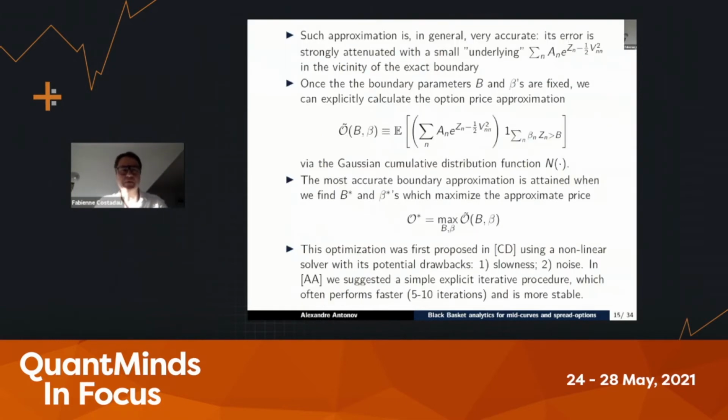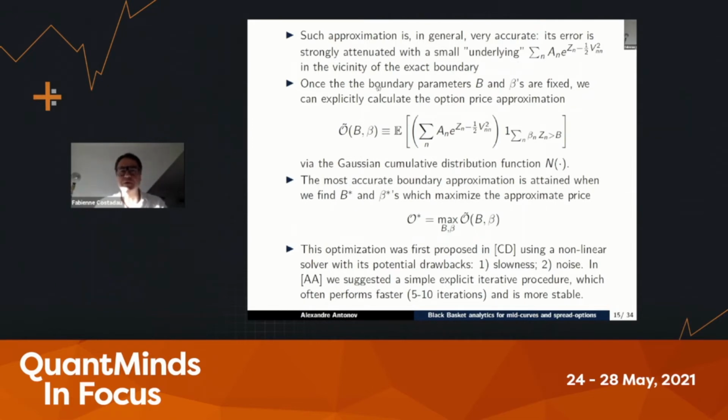What can we say about this approximation is that the approximation error here is very accurate. So its error is strongly attenuated with a small underlying. We have this sum in the vicinity of the exact boundary. So nearby the exact boundary, our real boundary can be a little bit out of this exact boundary. However, the underlying here is very, very small. So that is why the whole error is tiny.